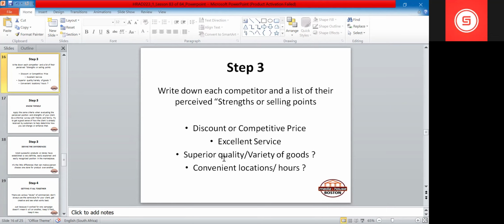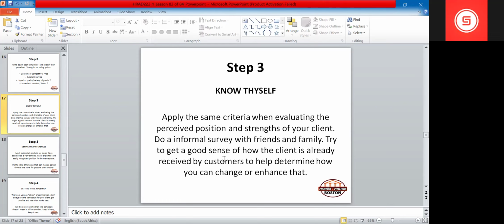If you write down each competitor and a list of their perceived strengths and selling points, like discount or competitive prices, excellent service, superior quality, variety of goods, convenient locations and hours, you're going to start being able to develop that USP for yourself. Then, moving forward to the particular campaign that we're going to start for this client on air, apply the same criteria, evaluating the perceived position and strength of your client.